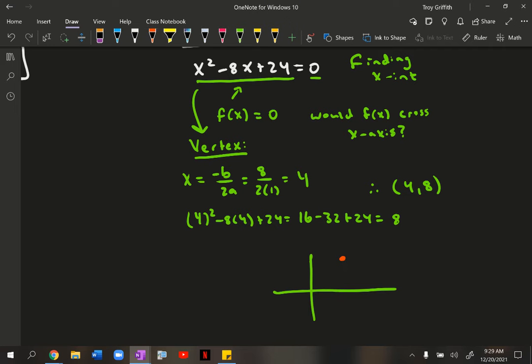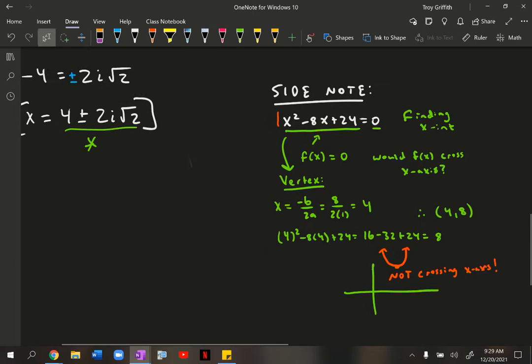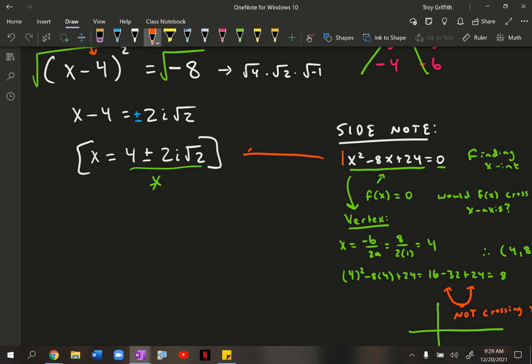And then this quadratic has a positive number at the front, positive 1, which means it opens up. So check this out. This graph is not crossing the x-axis ever. And because it's never going to cross the x-axis, when we solve for the x-intercepts, we get imaginary numbers. So if you ever get imaginary numbers, that means if you were to graph the left side of the function when it's equal to 0, it should not cross the x-axis at all.